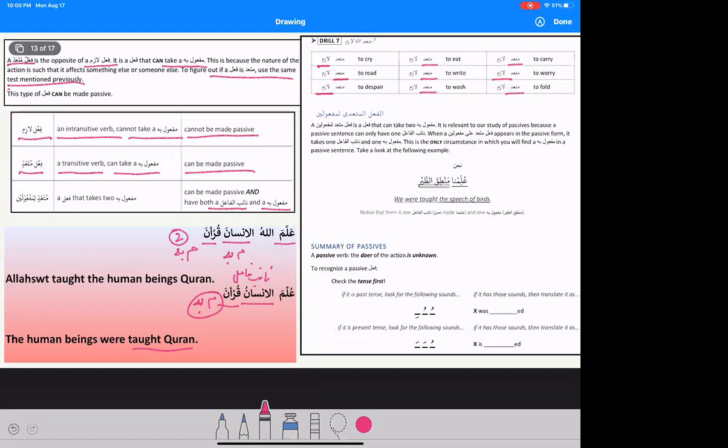Now again, there are some mutaddi and lazim. You're going to ask yourself, put something and someone beside it, and you will figure out whether it is lazim or mutaddi. And another example for the mutaddi fail which takes two mafuls: for example, ullimna mantiqat tayri, which means we were taught the speech of birds. Ullimna, we were taught, so this na is our naib fail. We already have the naib fail, so mantiqat tayri is labeled as mafulun bihi, and ullimna is our past passive. I hope it is making sense.